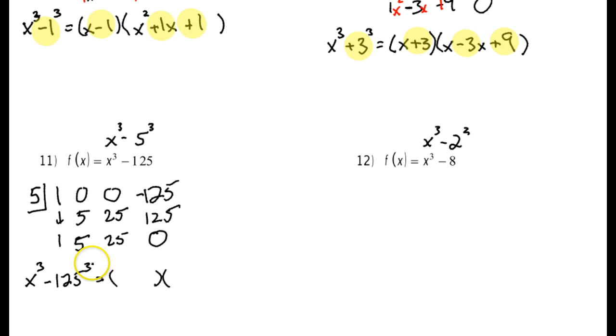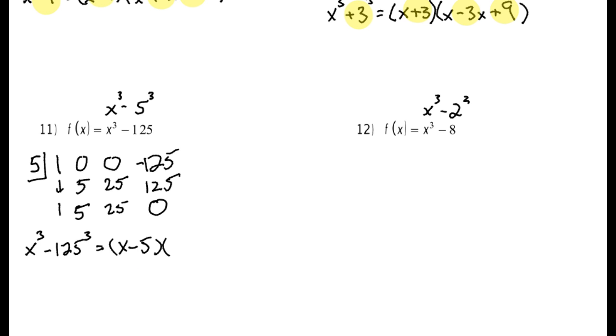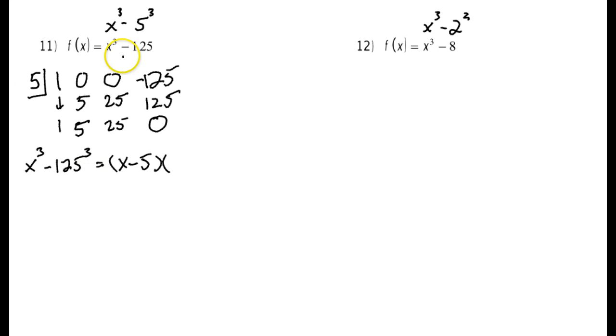So I know that five was a root, so x minus 5 is a factor. And left over is x squared plus 5x plus 25. Oh no, plus 25, sorry. Once again, we can see, well, we got this. That's the wrong number, isn't it? That should be a 5.